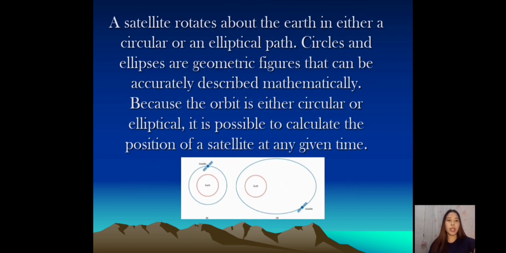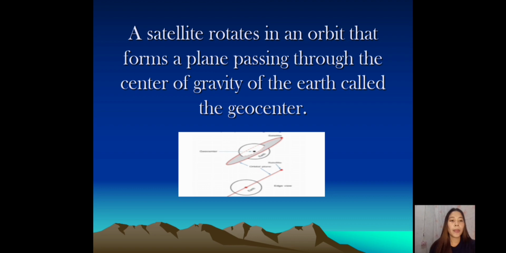A satellite rotates about the Earth in either a circular or an elliptical path. Circles and ellipses are geometric figures that can be accurately described mathematically. Because the orbit is either circular or elliptical, it is possible to calculate the position of a satellite at any given time. A satellite also rotates in an orbit that forms a plane passing through the center of gravity of the Earth, called the geocenter.